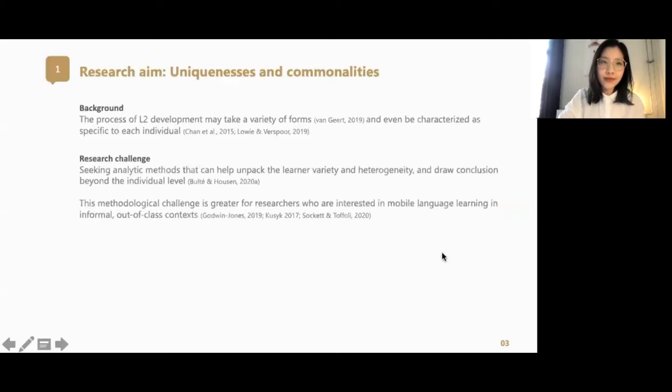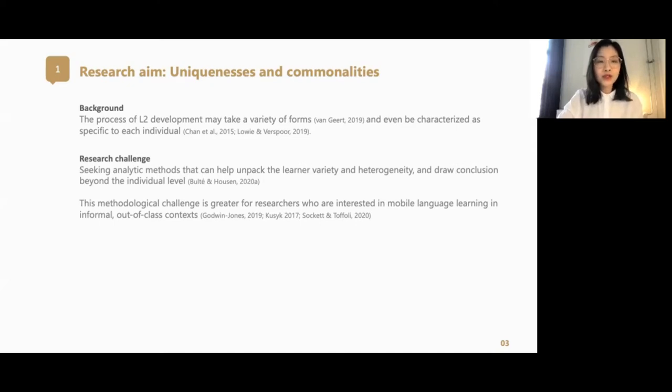From the literature, we know that the process of language development often takes different forms, and is sometimes characterized as specific to each individual. Recently, researchers began to argue that making claims beyond the individual level should be a core concern of future L2 development research. To do so, L2 researchers may face a challenge to seek appropriate methods that can help unpack this learner variety.